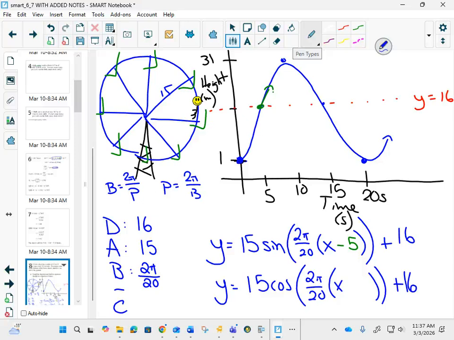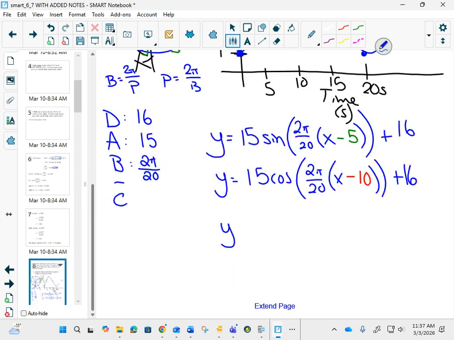If I wanted to do a cos graph, where does a cos graph start? At a maximum. Where is our nearest maximum? Right here. 10 to the right. How do I show 10 to the right? Minus 10. Probably my favorite one, if I was actually doing this graph, I would probably do a negative cos graph. Can you see with the negative cos graph there would be no shift? I think that makes the easiest equation. So when you're asked to write an equation, as in this question, you have options.